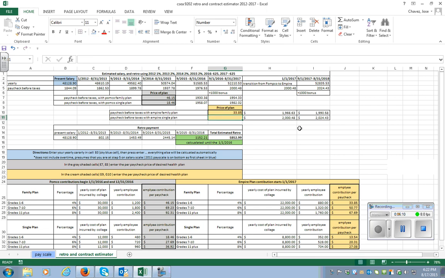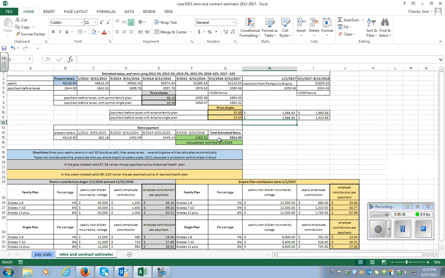And if they chose to go with a single plan, that will be $13.54. So now we'll see what the income will be before taxes once you've paid for your contribution towards healthcare with both the POMCO plan and with the Empire plan.